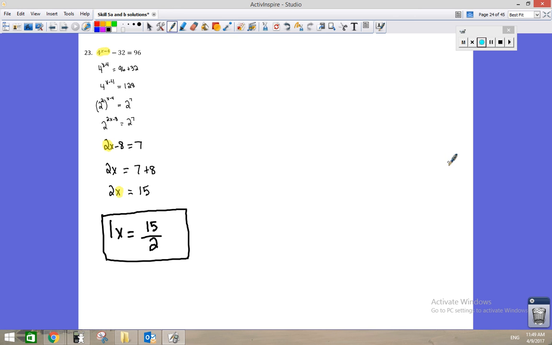For this equation, x could be anything, and we found it to be 15 over 2.